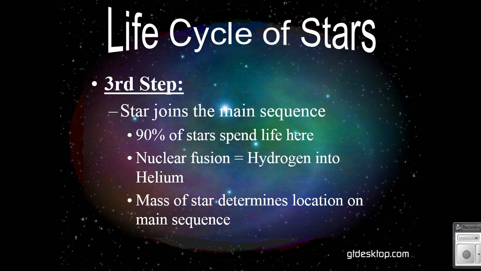They all spend about 90% or so of their life on the main sequence. It's just that the life of a low mass star is a lot longer than the life of a high mass star.